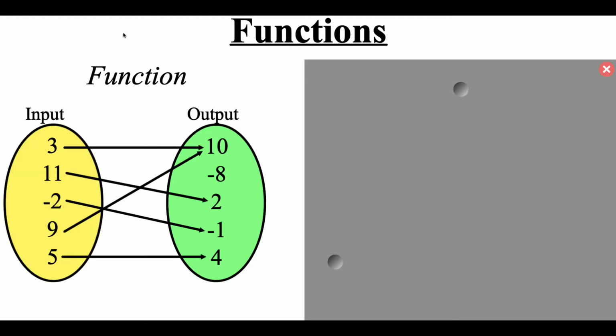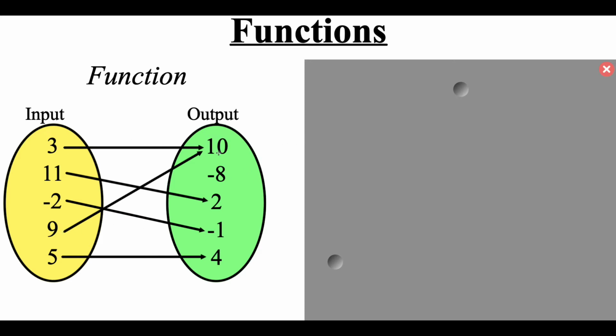Now, if we look visually at some representations of a function, we've got input values on the left-hand side and output values on the right-hand side. And what we can see is that each input value is matched up with only one output value. So 3 is only matched up with 10. 11 is only matched up with 2. -2 is matched up with -1. 9 is matched up with 10.